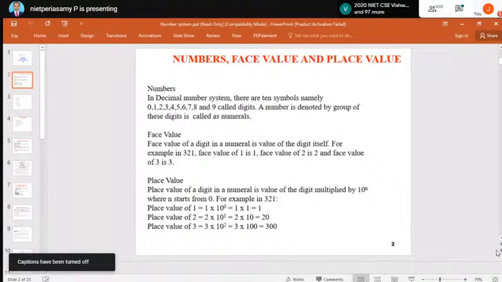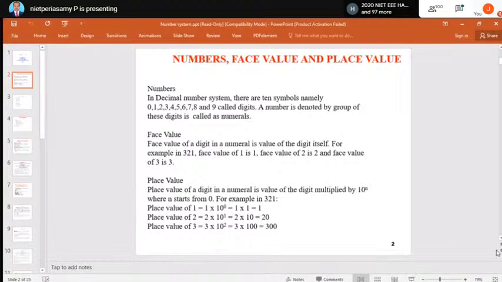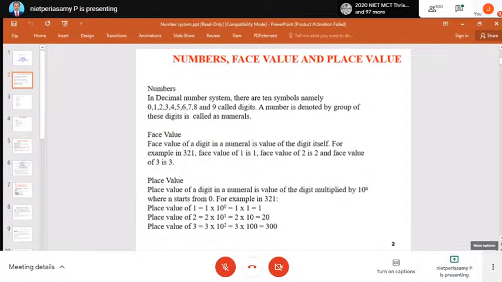Okay. So already we discussed the face value. The face value is the number itself. Next one is the place value. Next we go to the definition.